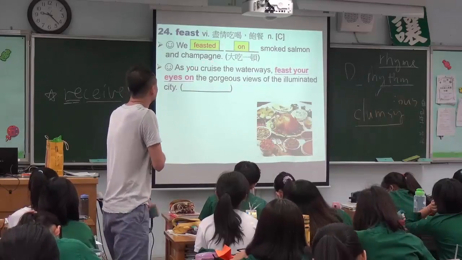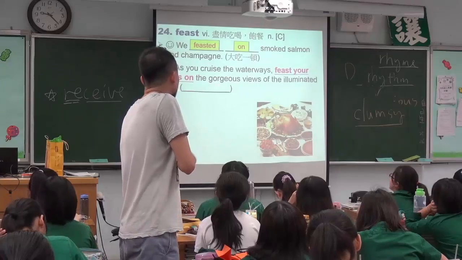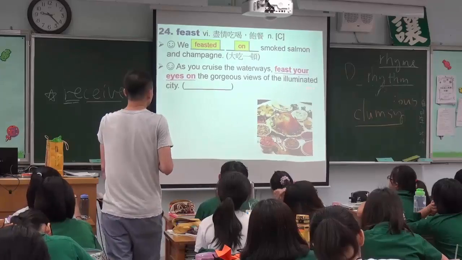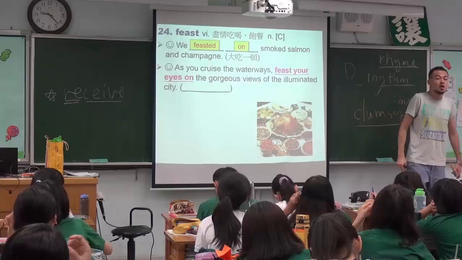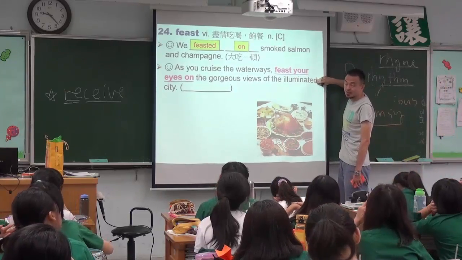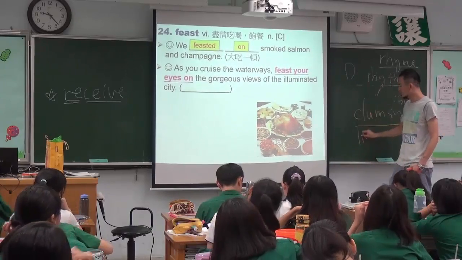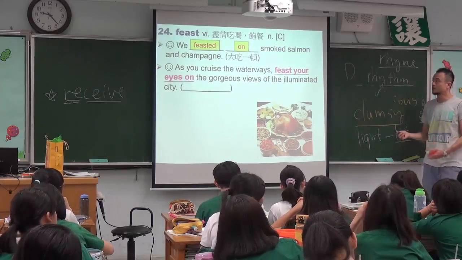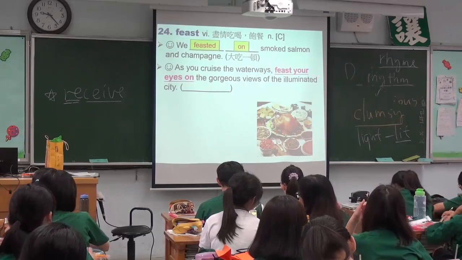And here the second example. Could you please read it? As you cruise the waterways, feast your eyes on the gorgeous views of this word, illuminate. See, this word illuminate we learned before. The first meaning of illuminate means light up. Illuminated means lit. Be careful, when light is a verb, the past tense is lit. So you can say, views of the lit up city, the city that has been lit up. So here you say you feast your eyes on something.